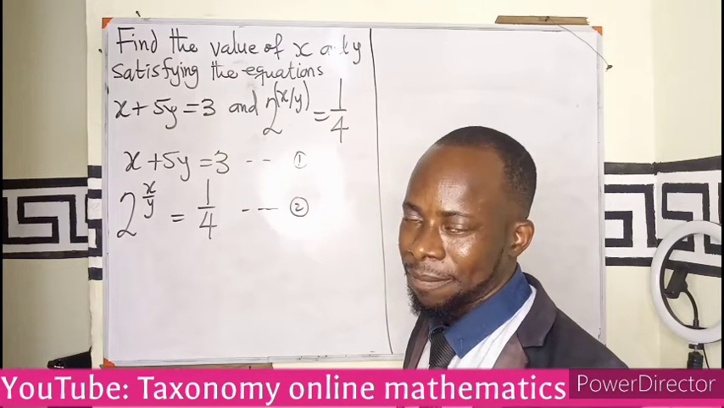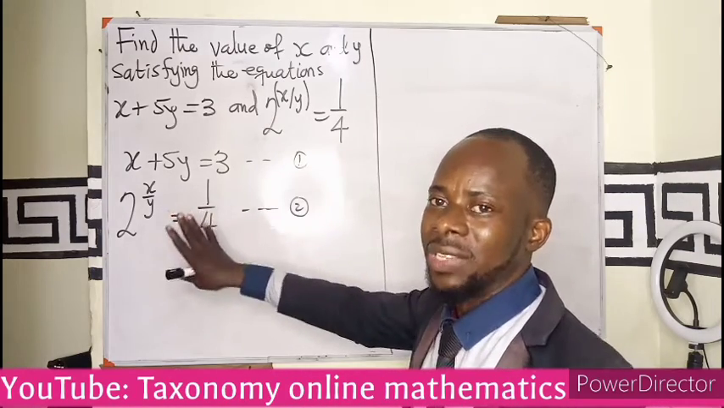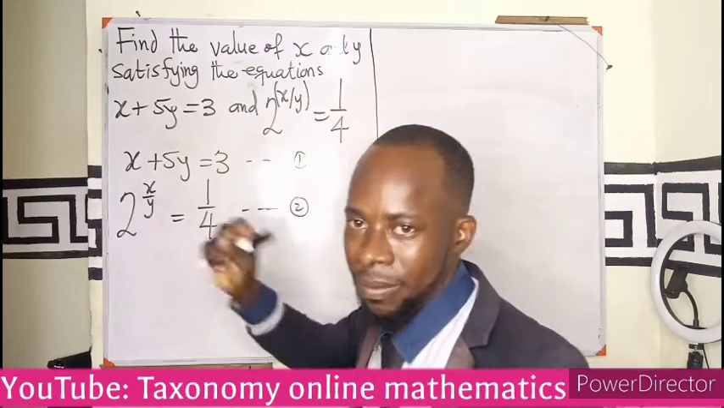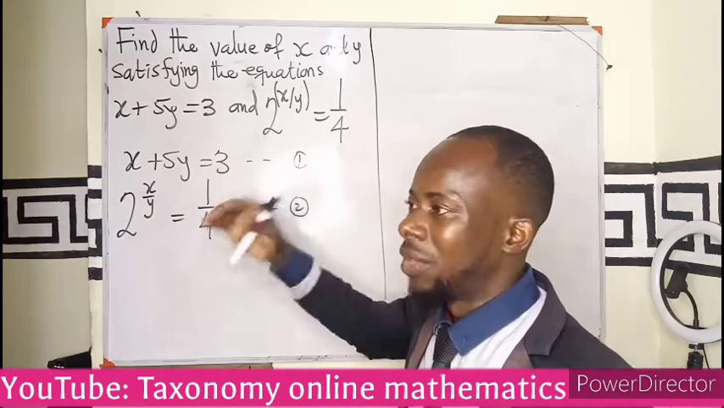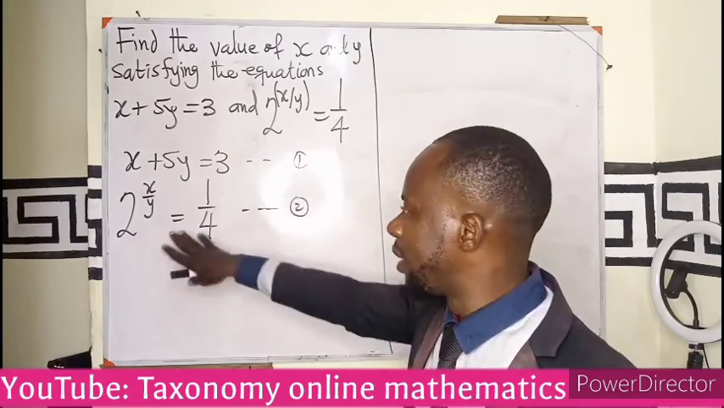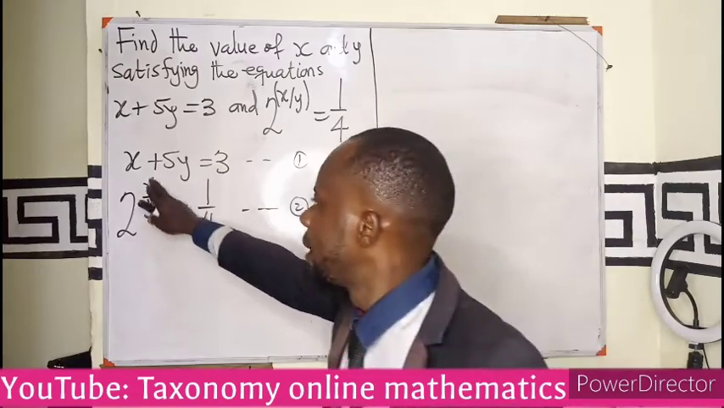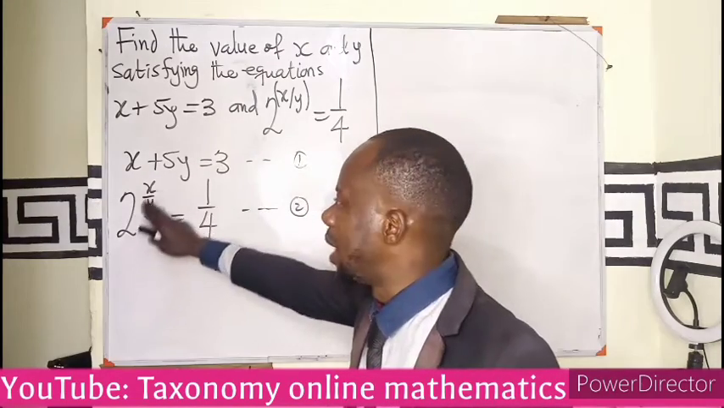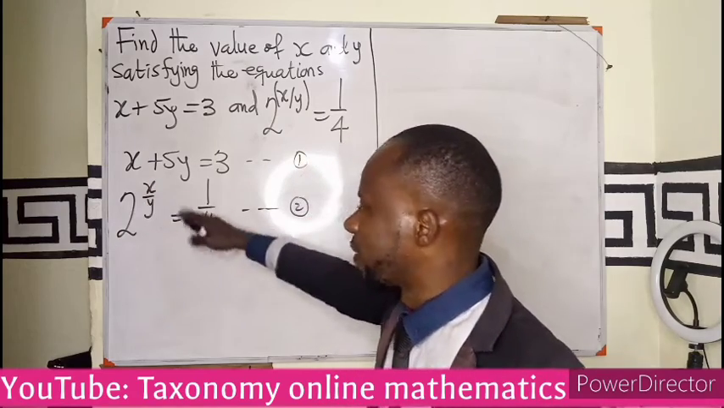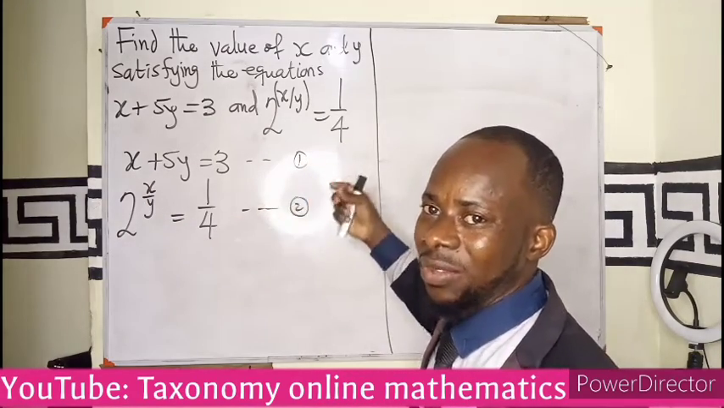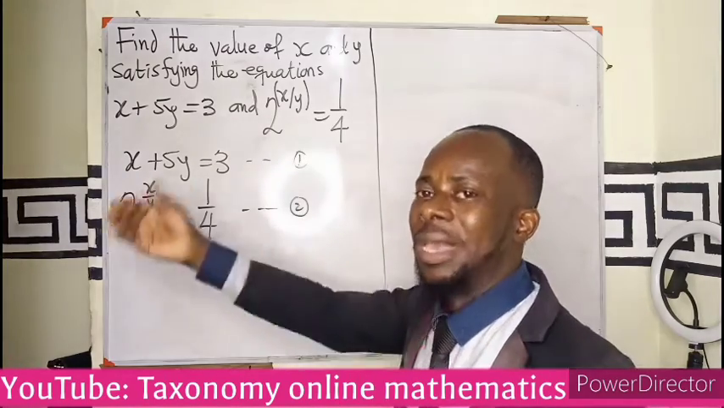You can see equation 2 is more or less like indices. It's not a direct linear equation, and it's also not a quadratic equation, so we take it as indices. As we can see, a base and exponent, a base and exponent. Now, anytime you have a base and exponent equal to something, whatever is at the right, we try as much as possible to break that also to the same base.